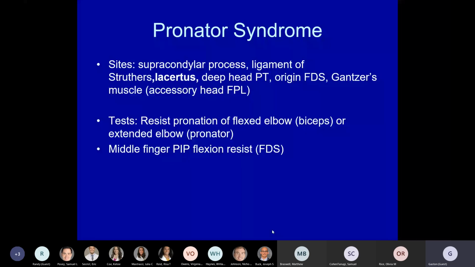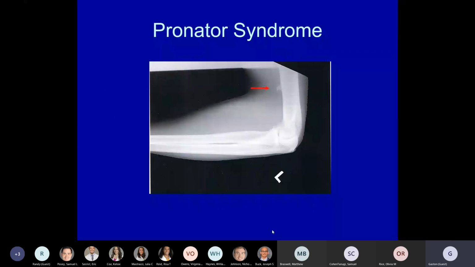Here's just a picture of those different structures. There is the anconeus. The ligament of Struthers would come off of that supracondylar process, which is there.